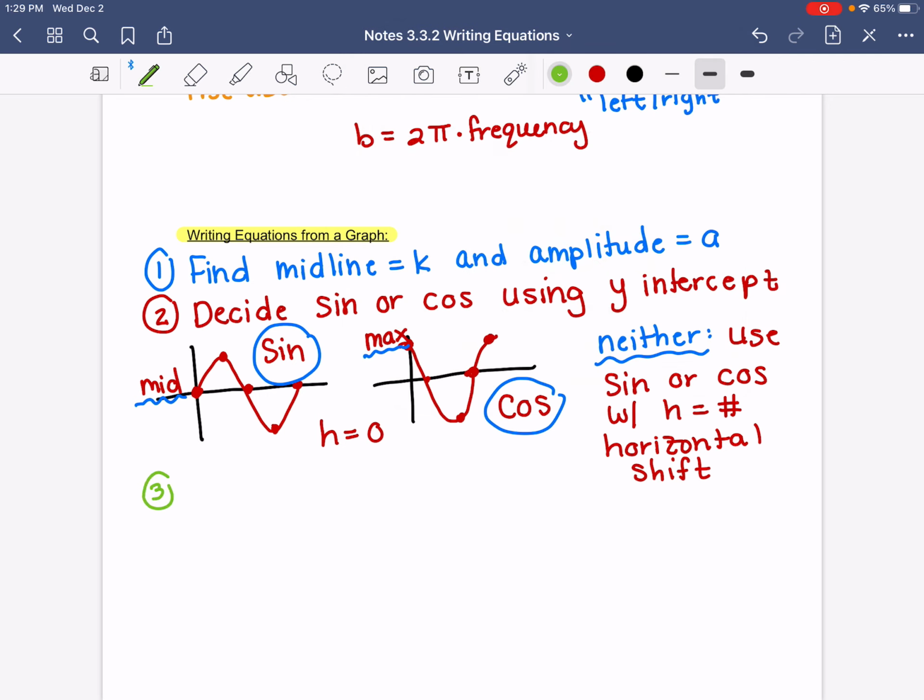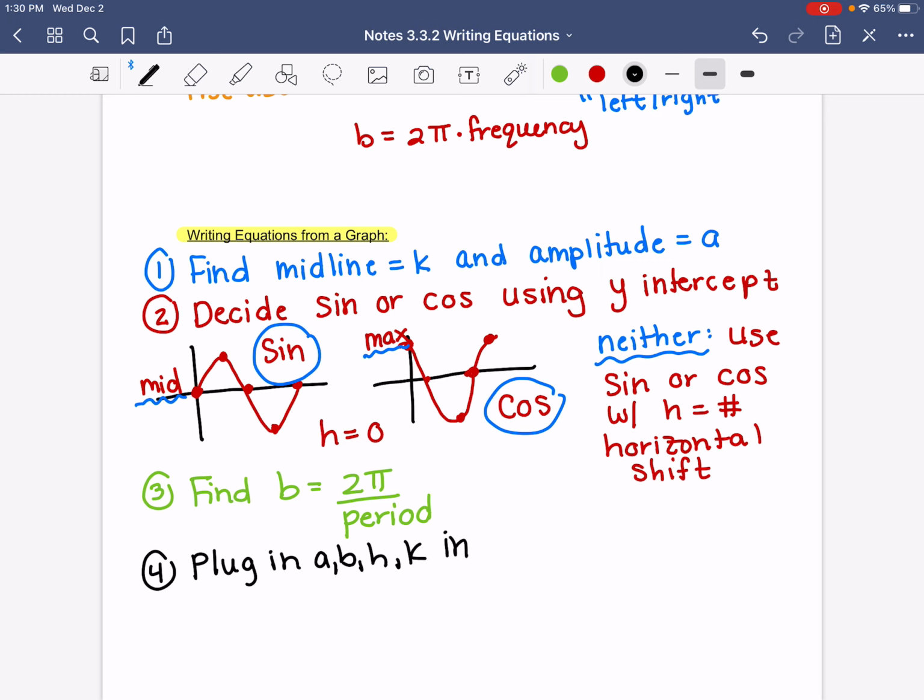After that, you can go ahead and find b using 2 pi divided by the period. And then once you have all of your pieces, you can plug A, B, H, and K into your equation, the same one we have above. It could be sine or cosine depending on which one you chose, but all the other pieces are the same.